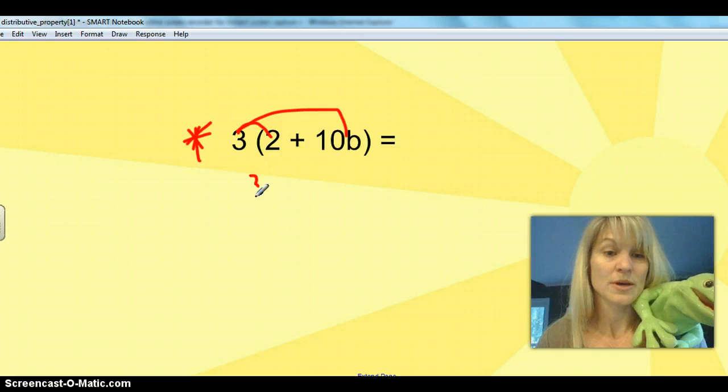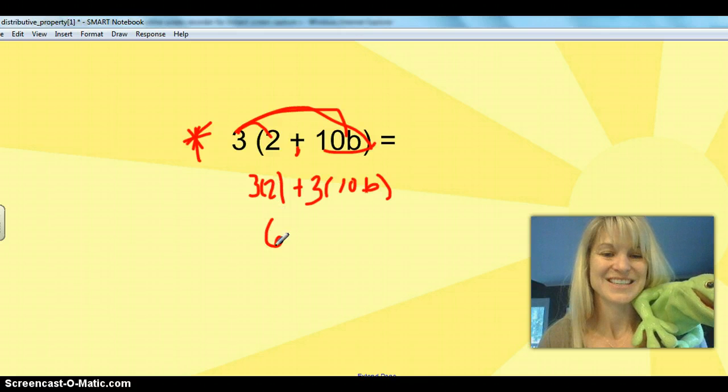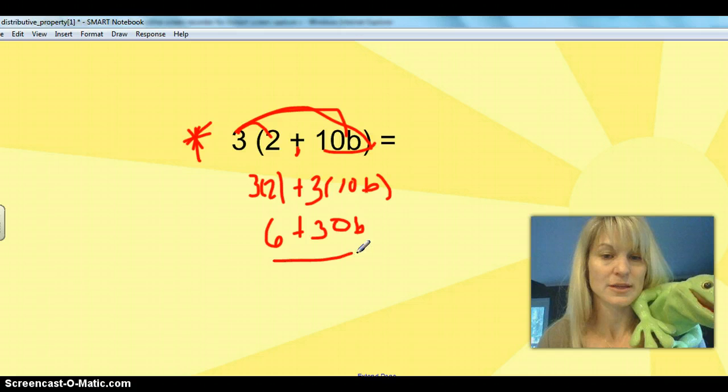So first we multiply 3 times 2. We bring this plus down. And then we multiply 3 times 10b. Okay, so then we simplify. 3 times 2 is 6, plus 3 times 10 is 30, and then there's the b, so it's 30b, and that should be your answer. So hopefully you got that right.